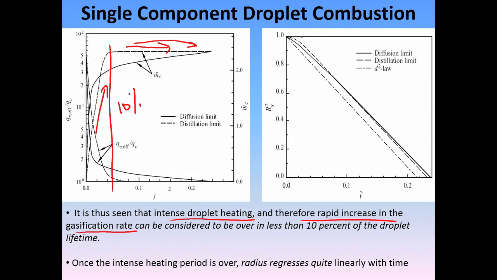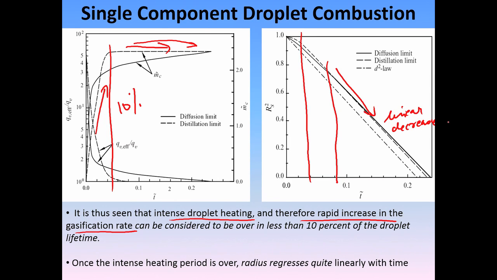And this is also seen in the diameter regression plot. You can see that from this point onwards this is a very linear decrease in the droplet diameter. Do you see that? It is a linear decrease in droplet diameter pretty much after about 10% of the droplet lifetime, after that initial intense heating is over.